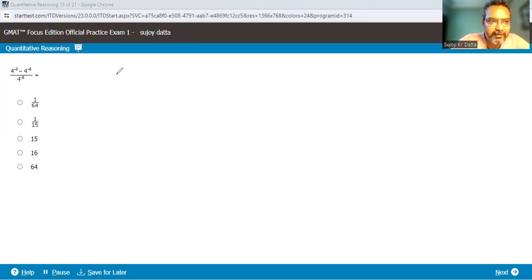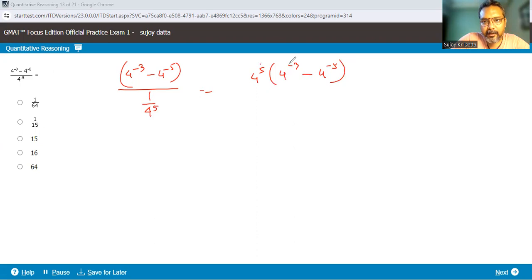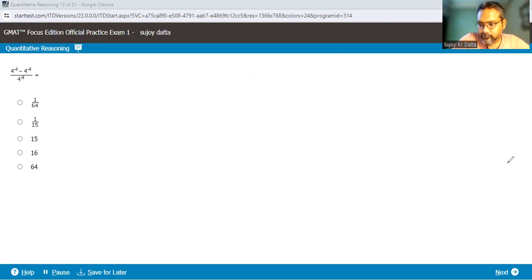You just compute this. I think this is much easier. Don't try to make fractions on top. 4 to the power minus 5 below means 1 by 4 to the power 5, right? So that comes on top as 4 to the power 5 times minus 3 minus this. When you multiply these two, the powers get added. So it's 4 squared minus, these two powers get added, 4 to the power 0. So 16 minus 1. So the answer is 15. So that's the third option.